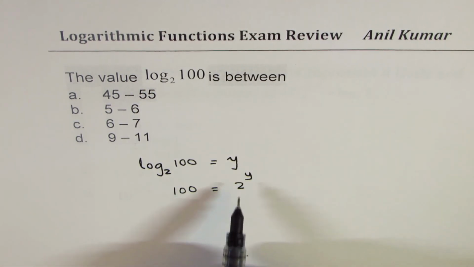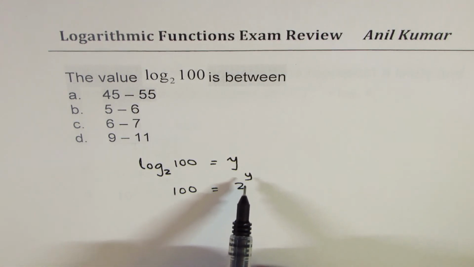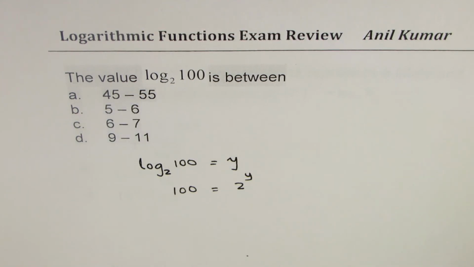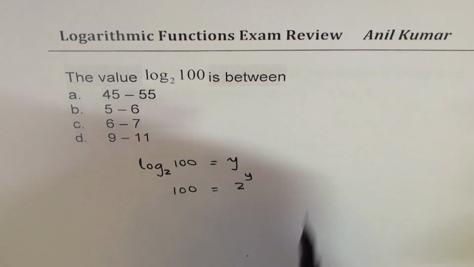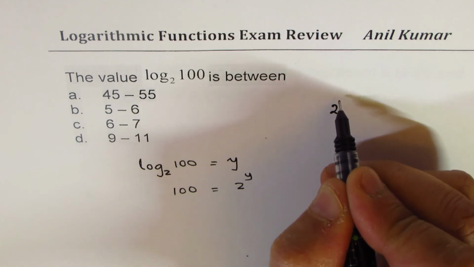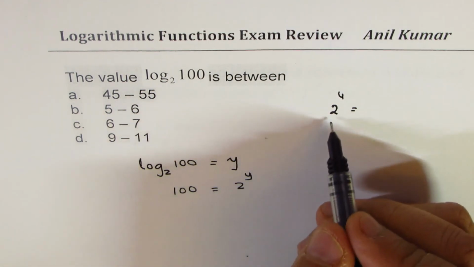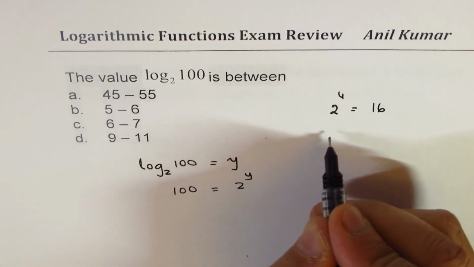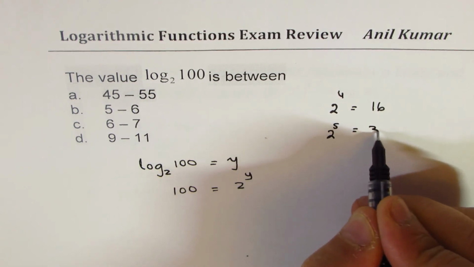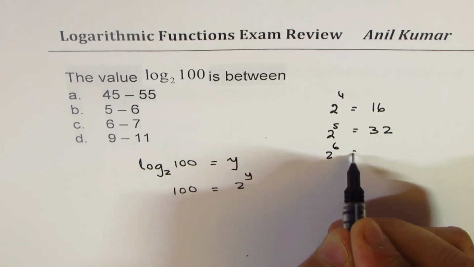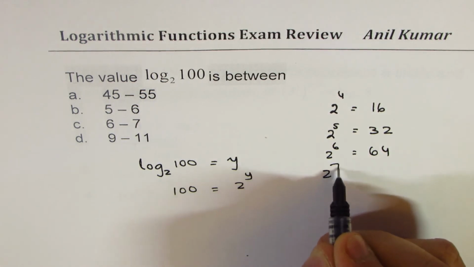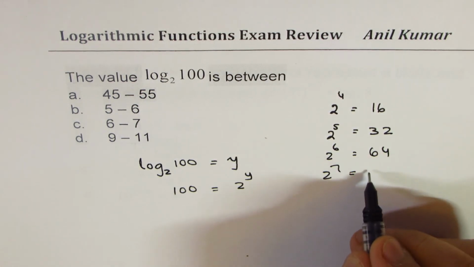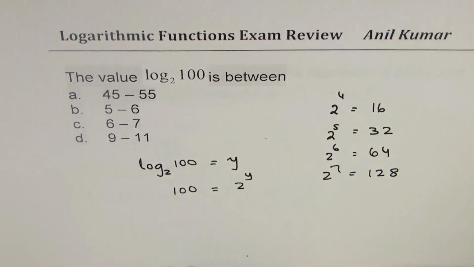So we are trying to figure out what is the value of y. Y is between which values? This is what we're trying to find. So let's go for powers of 2. What is 2 to the power of 4? 2 to the power of 4 is 16, right? 2 to the power of 5 is 32. 2 to the power of 6 is 64. And 2 to the power of 7 is twice this, which is 128.